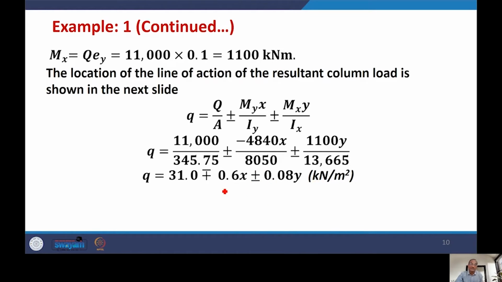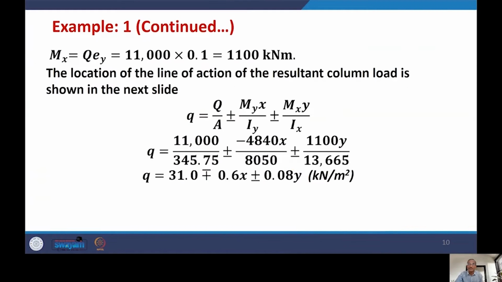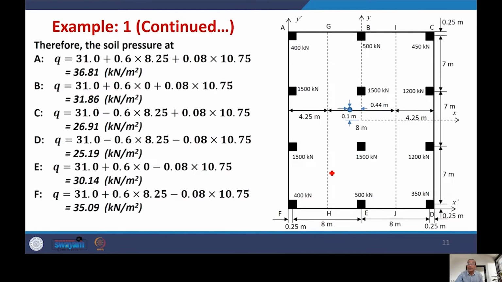Here, one thing you need to understand is that x and y are the coordinates with respect to this center, not this center. Once this equation is ready, put in the values of x and y accordingly. You need to understand that in this case, x will be positive for all these columns, 0 for all these columns, and negative for all these columns.